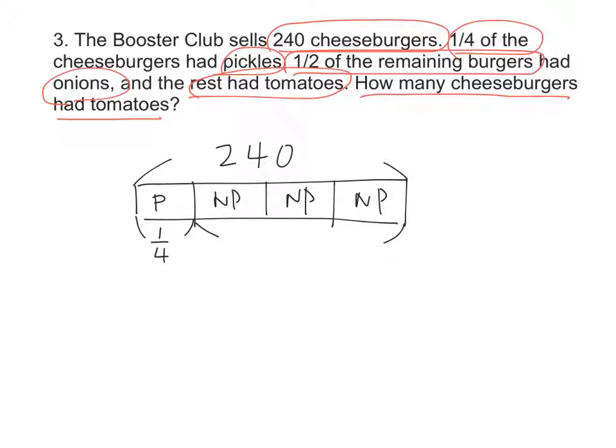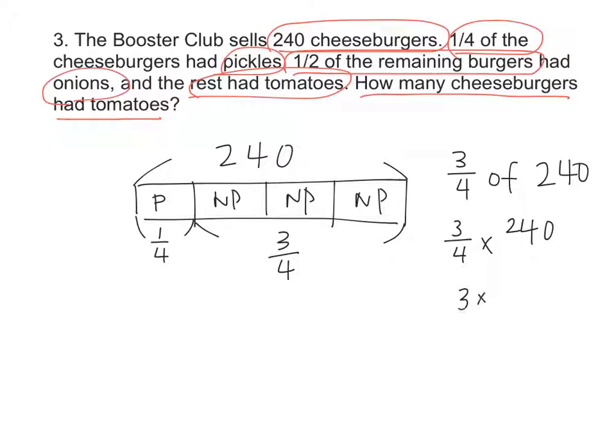And what fraction of the cheeseburgers did not have pickles? 3/4. 3/4, because I can see there that there's 3/4. So if I want to find how many actually didn't have pickles, I can do 3/4 of what? 240, which is the same as 3/4 times 240. Now, this would be a good time to do some cross canceling, huh? So this is the same as 3 times 240 over 4.